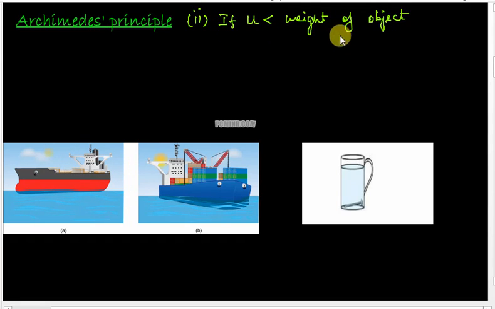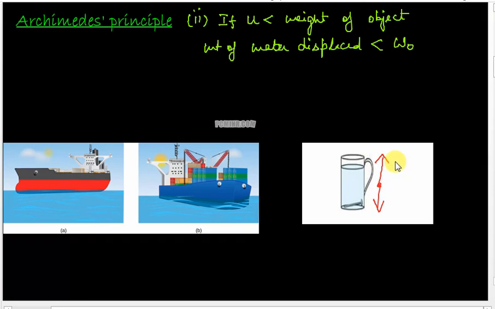But if upthrust is less than the weight of the object, that is, if the weight of water displaced is less than the weight of the object, the object will sink. So the weight of the object is more, which is acting downwards, and the weight of water displaced or upthrust is less, so the object would sink down. That is why an iron nail, which has more weight and less volume, volume being less, receives a lesser upthrust, and weight is greater, so it sinks to the bottom.